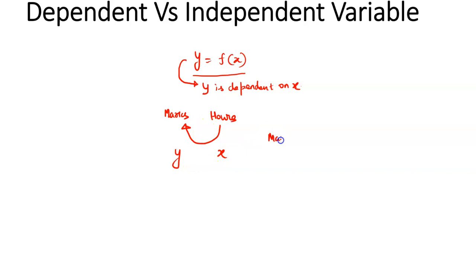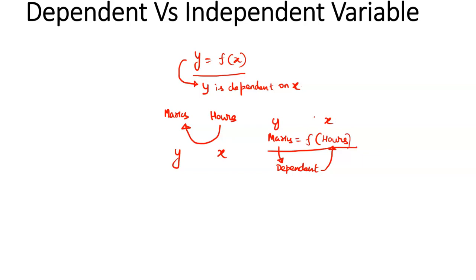So marks is a function of hours, right? Marks is dependent on hours, right? Can I say this? Marks is dependent on hours. That is why marks is known as dependent variable, and number of hours studied is independent variable. So marks is y and number of hours studied is x.